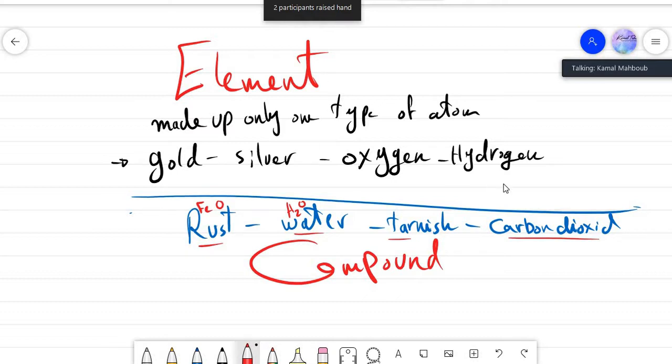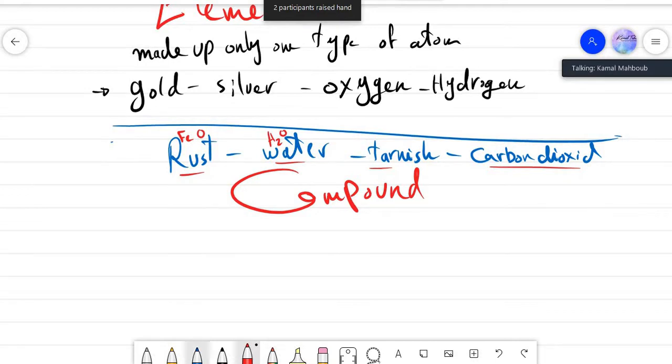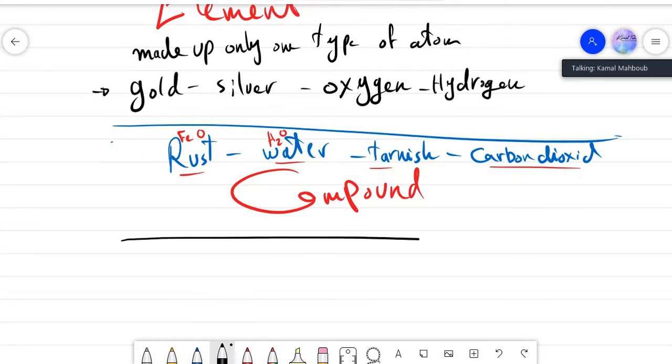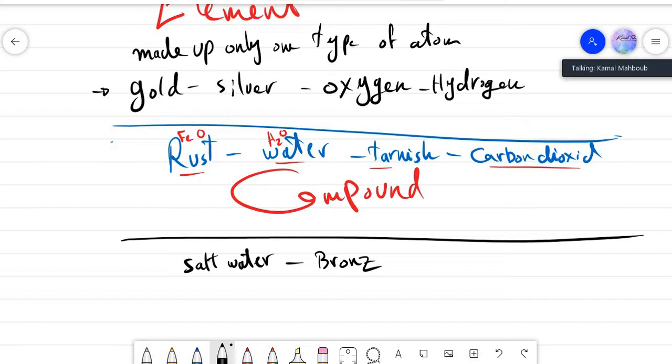By the way, what about mixtures? Do you remember that we took some mixtures before? Like what mixtures? Like salt water, that is a mixture. Like bronze, that is an alloy, and an alloy is a mixture. Also like stainless steel, this is also an alloy, a kind of mixture. In mixtures we also mix two different matters, but by physical combination, by physical mixing, they are still the same.